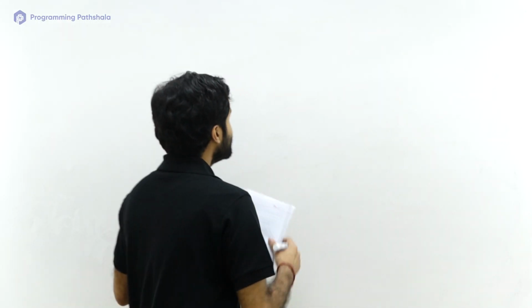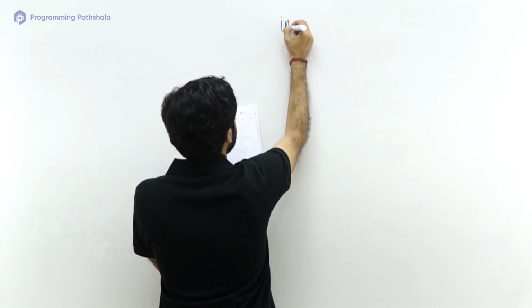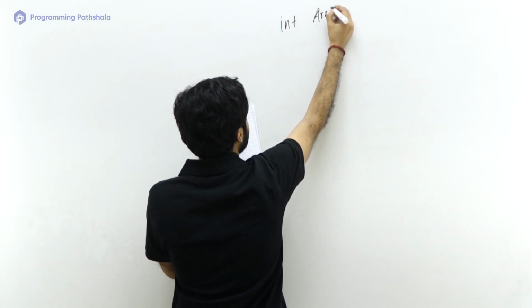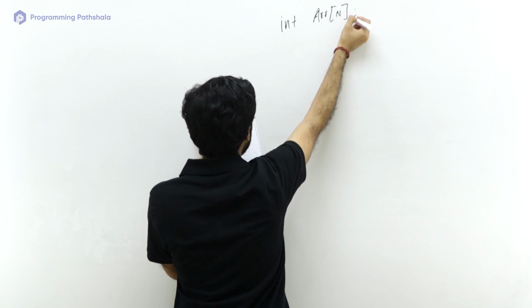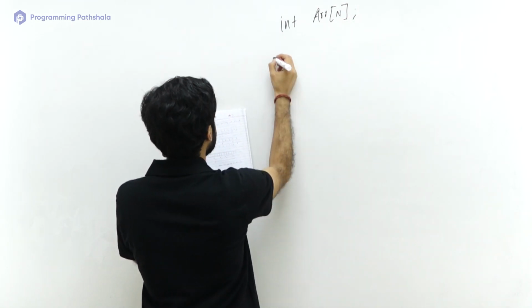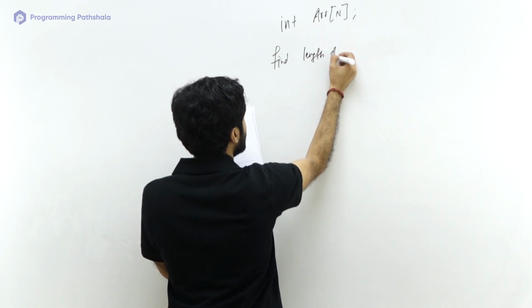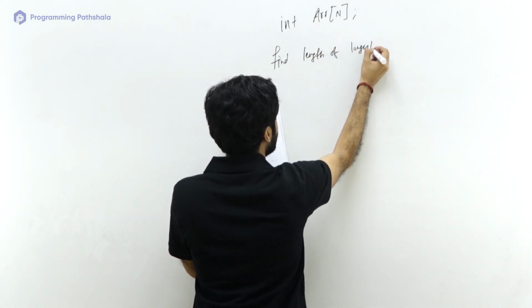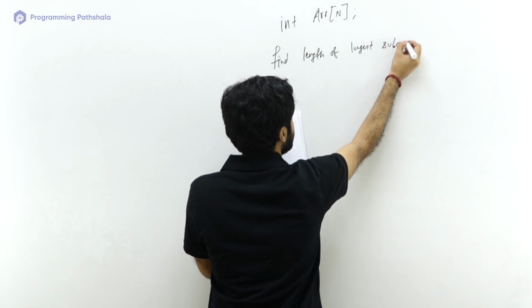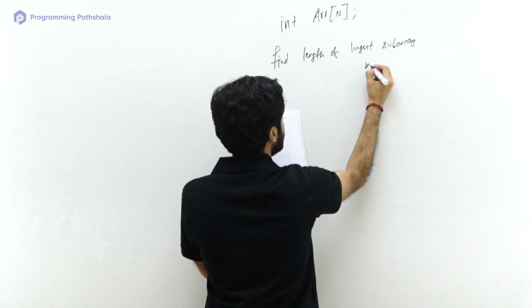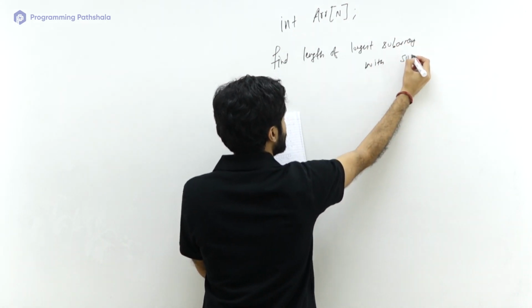Hi everyone, so let us do another problem. This problem says that we have been given an integer array again comprising of n elements. This time we have to find the length of the longest subarray with sum equals to 0.